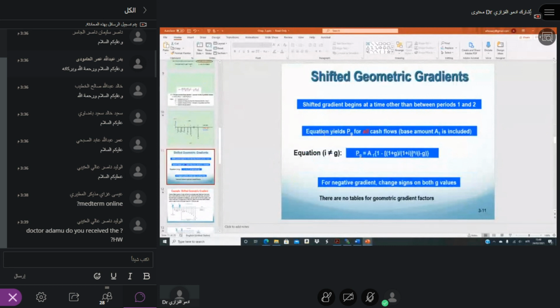The equation to find this PG is very easy. It's just a single formula for all cash flows, with the base amount A included.